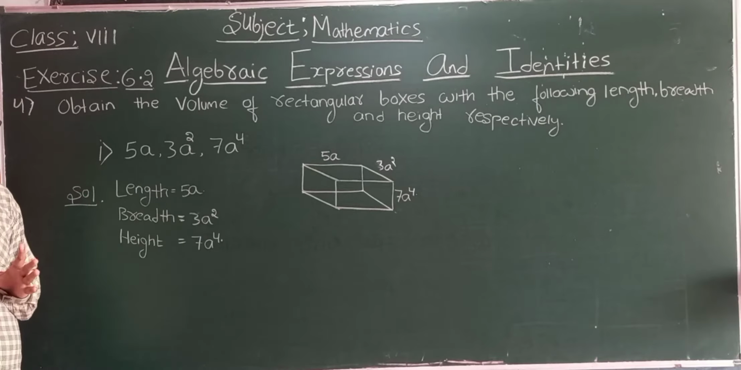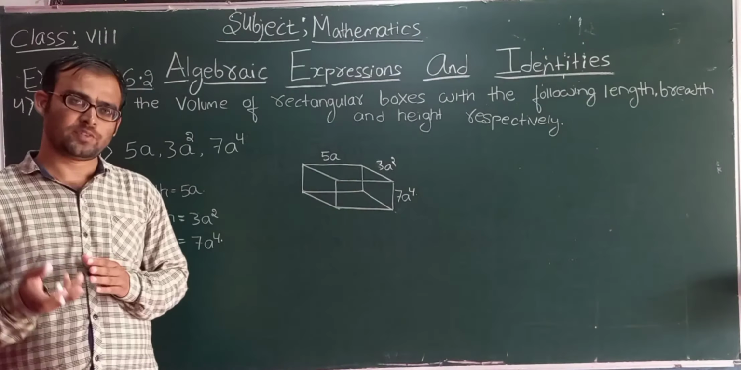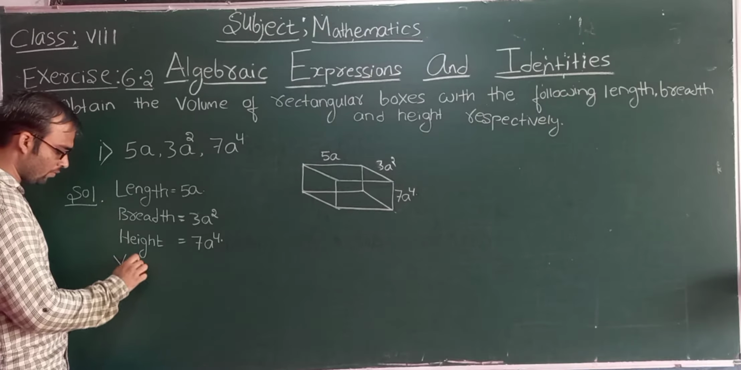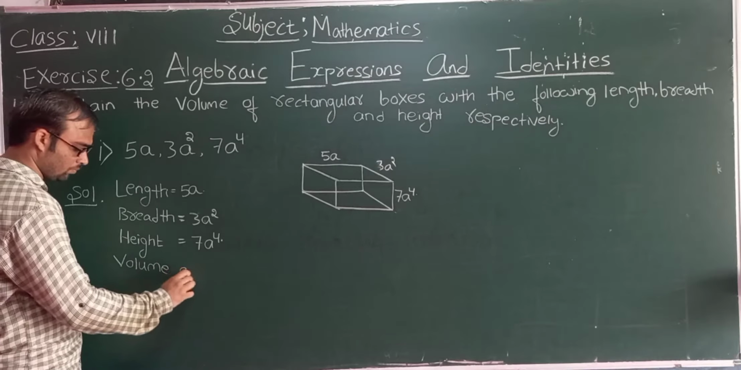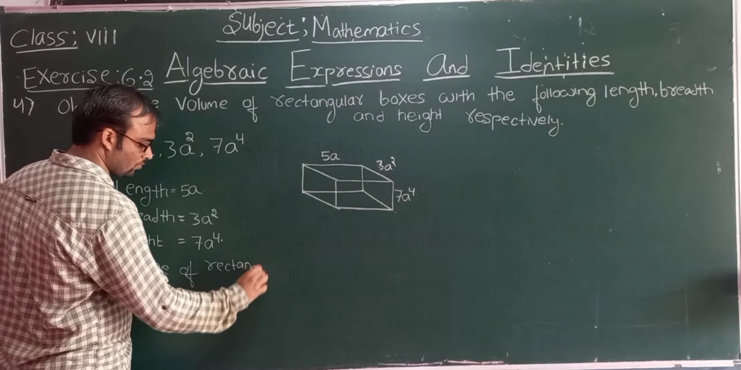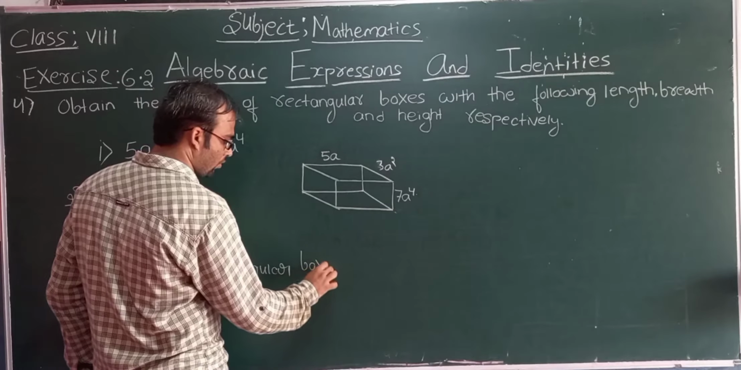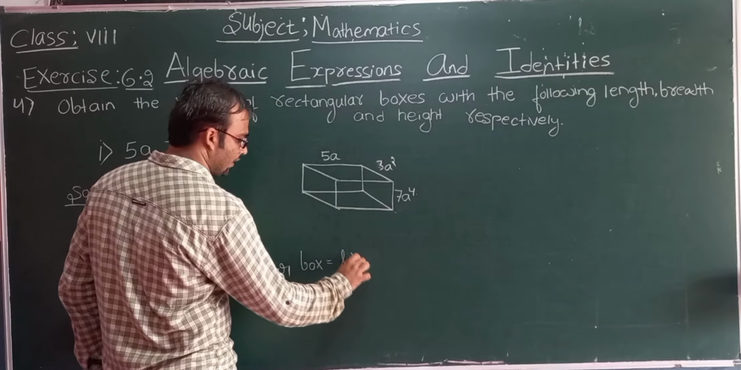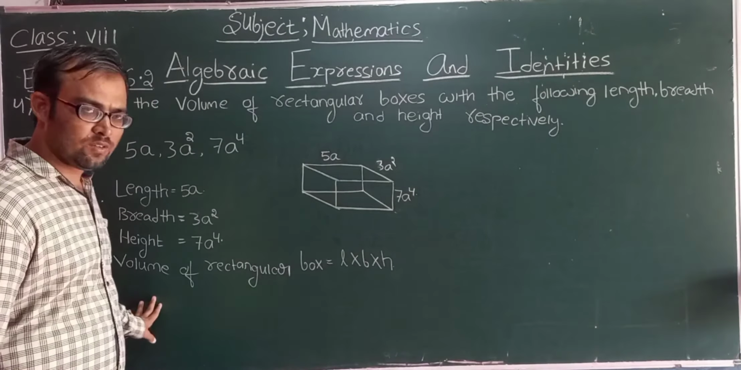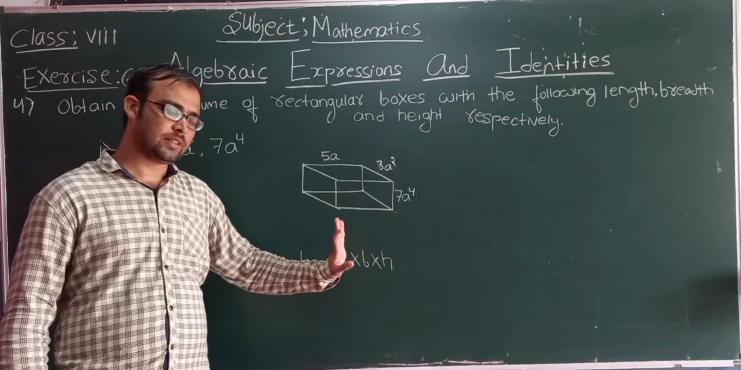So now what we need to find? We need to find the volume of the rectangular box. So what is the formula to find the volume of rectangular box? Okay, so volume of rectangular box equals to length into breadth into height. Students, this is a formula to find the volume of a rectangular box, that is length into breadth into height.